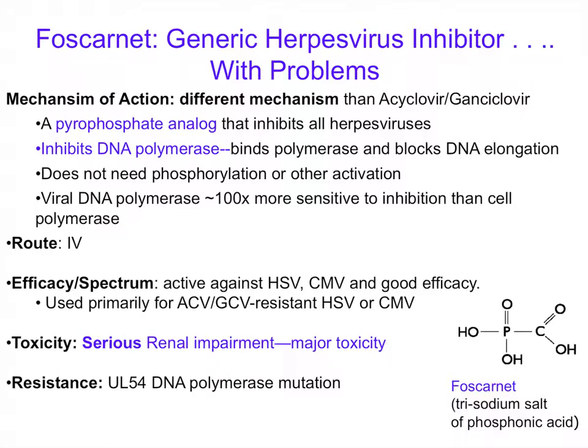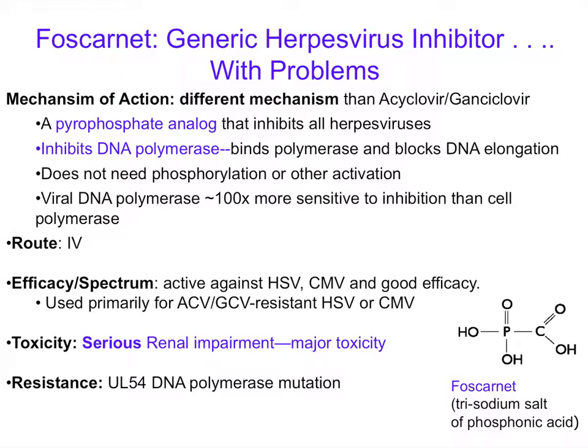So what do you do when you have serious infections with HSV, VZV, or CMV, and you have one of these mutations conferring drug resistance? That's when we go to our second line agent. And that second line agent is known as foscarnet.